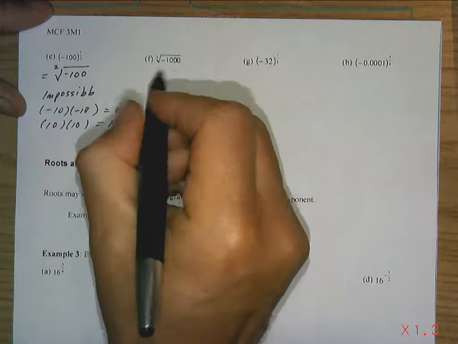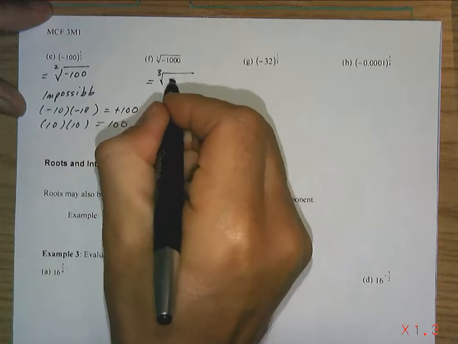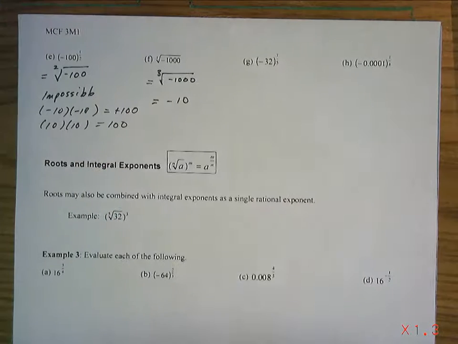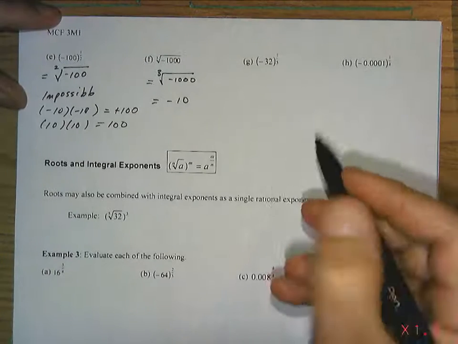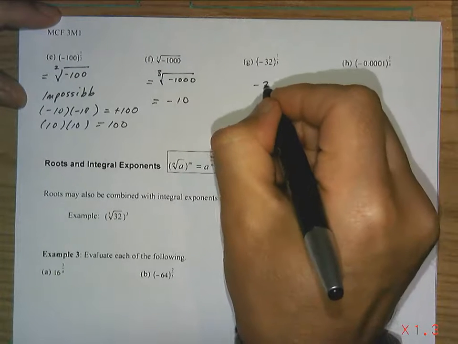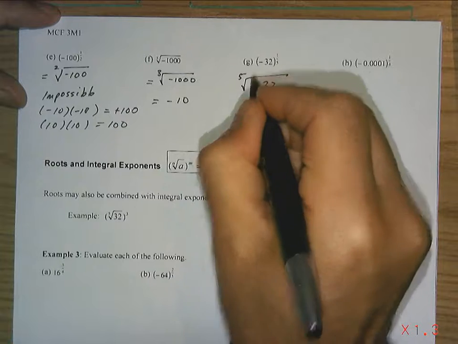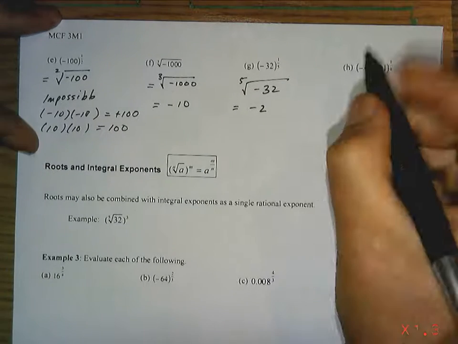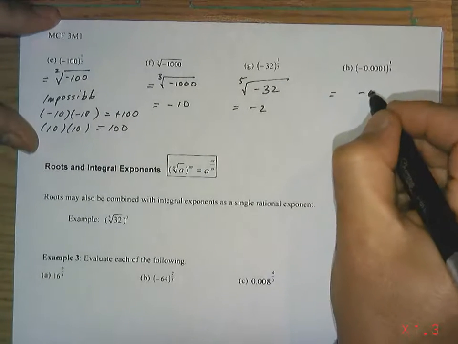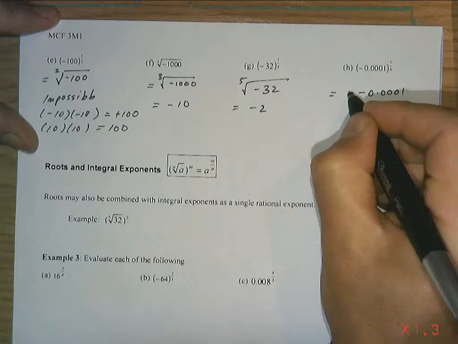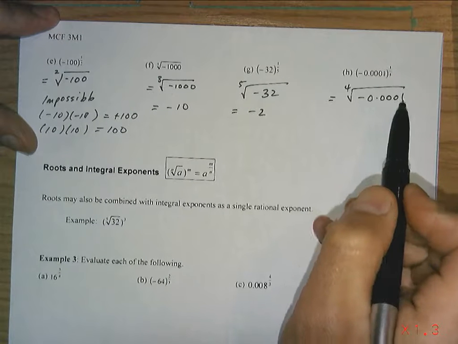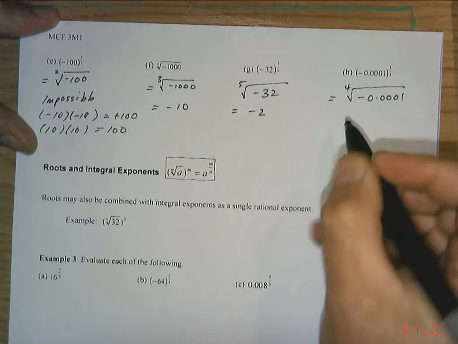However, this one can be done, because this is the cube root of negative 1,000. That'll be negative 10, because negative 10 times negative 10 times negative 10 gives me my negative 1,000. The fifth root of negative 32, that works. That'll be negative 2. But the fourth root of negative 0.0001 is impossible.